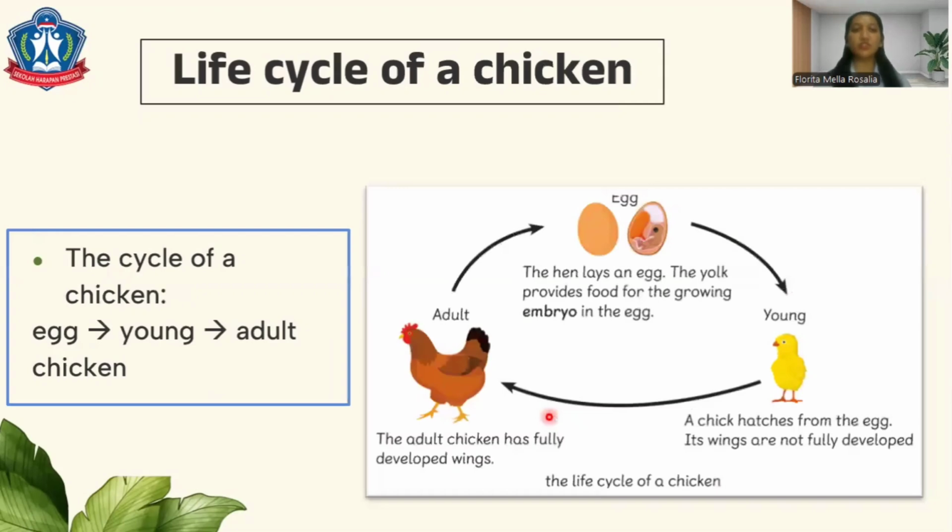Now let's continue to the life cycle of a chicken. Do they have the same cycle? Chicken will start from the egg. The hen lays an egg, and the yolk provides food for the growing embryo in the egg, and it will grow into the young one here. A chick hatches from the egg. Its wings are not fully developed. Later, it will grow into the adult chicken that has fully developed wings.